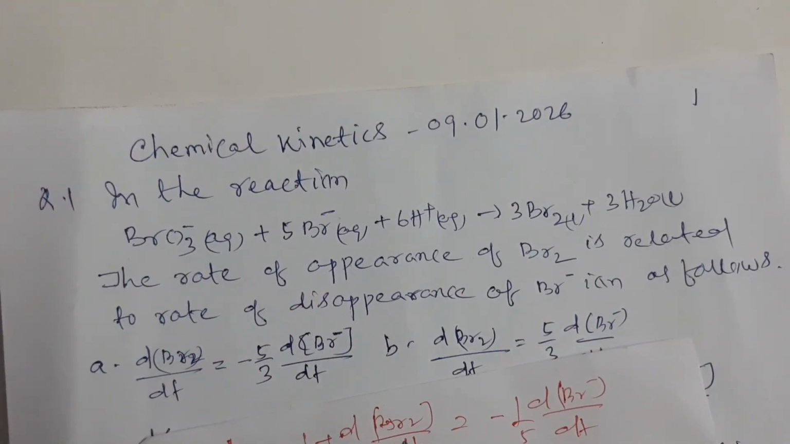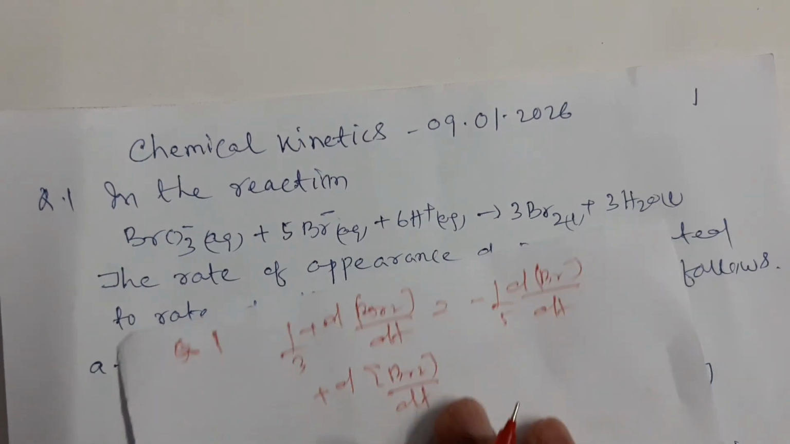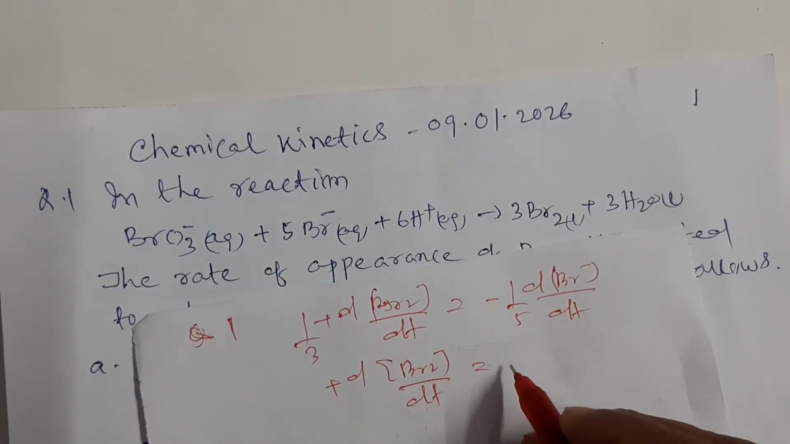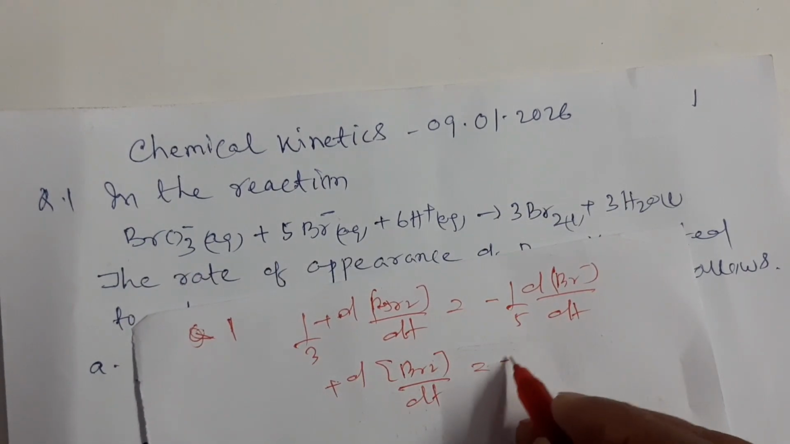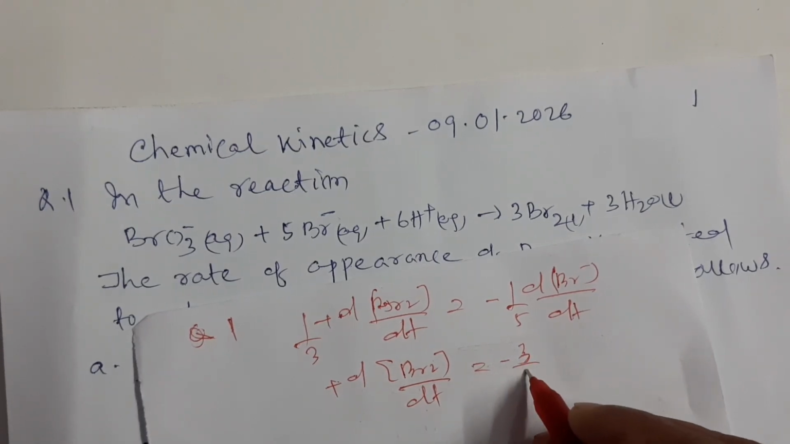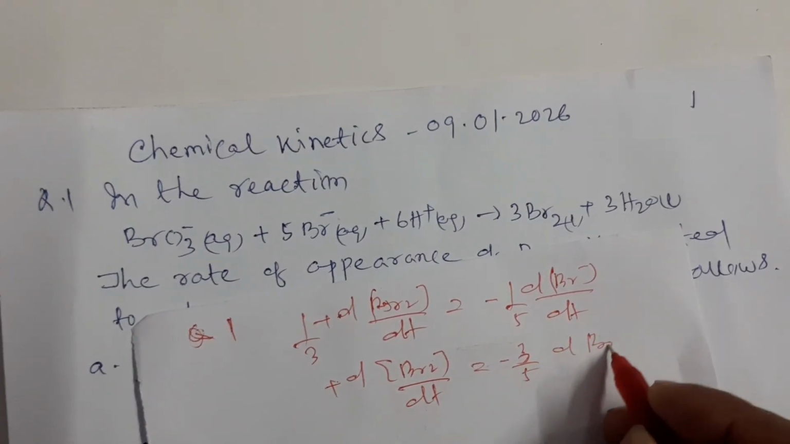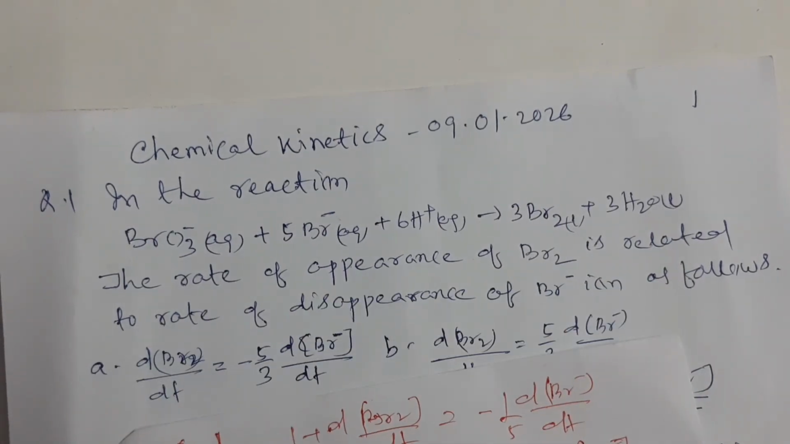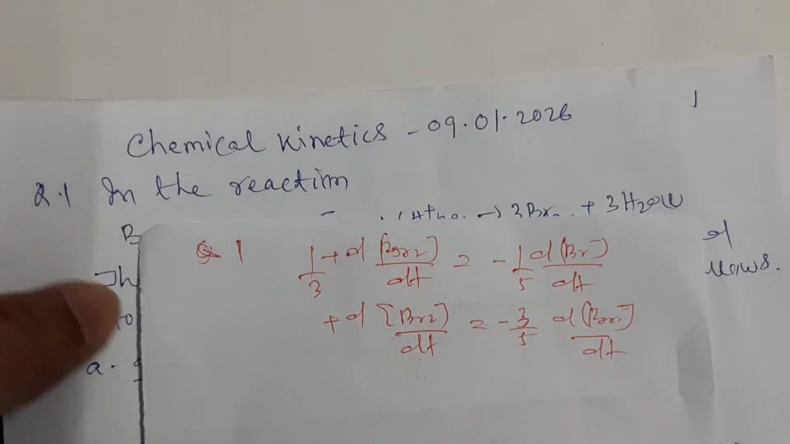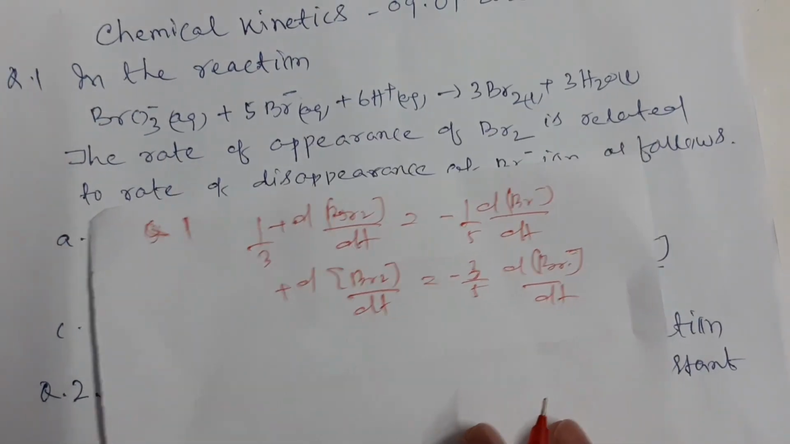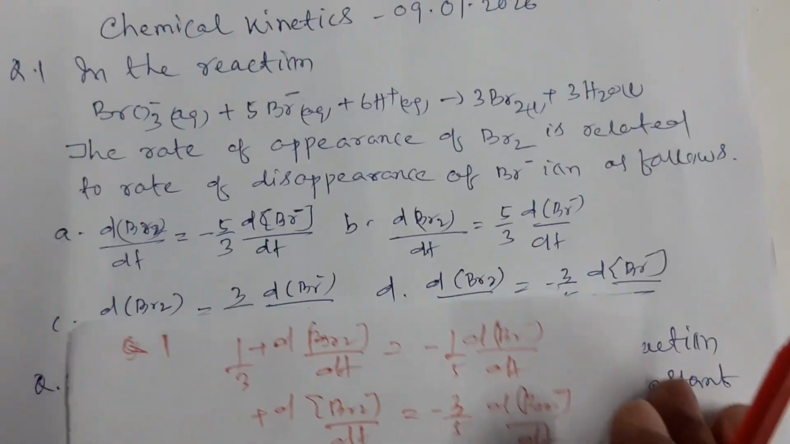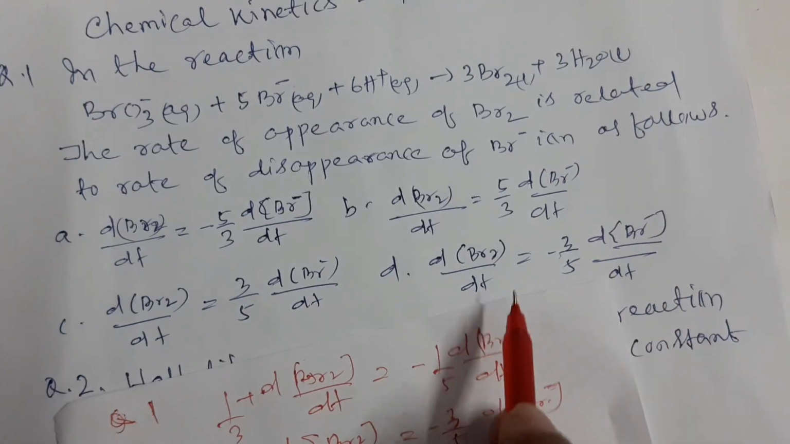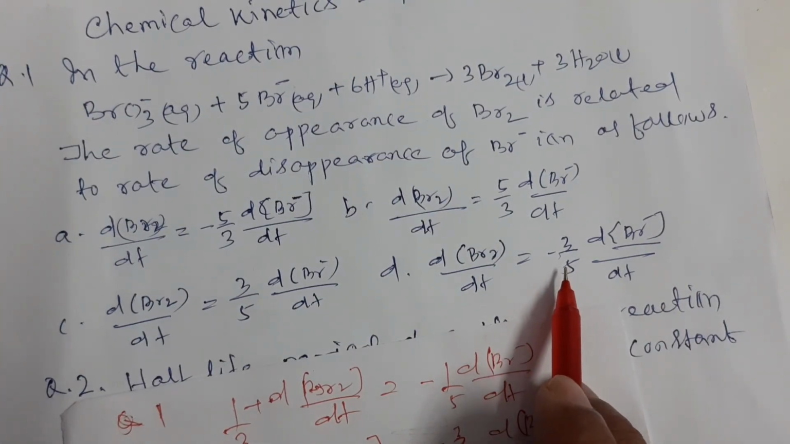So we are asking only about bromine. So what to do? d Br2 by dt is equal to, this 3 will go here, minus 3 by 5 dBr minus by dt. So minus 3 by 5. You see minus 3 by 5, where is it there? Minus 3 by 5. So choice D is the correct answer. Okay. Next.